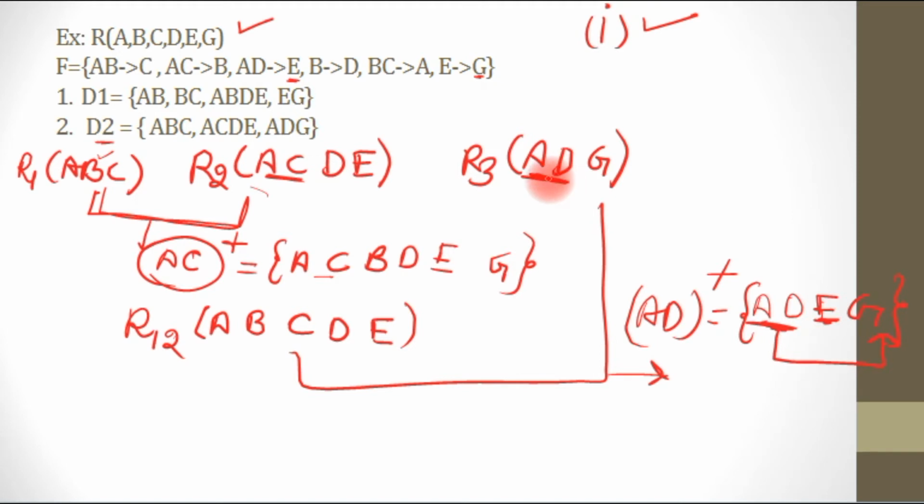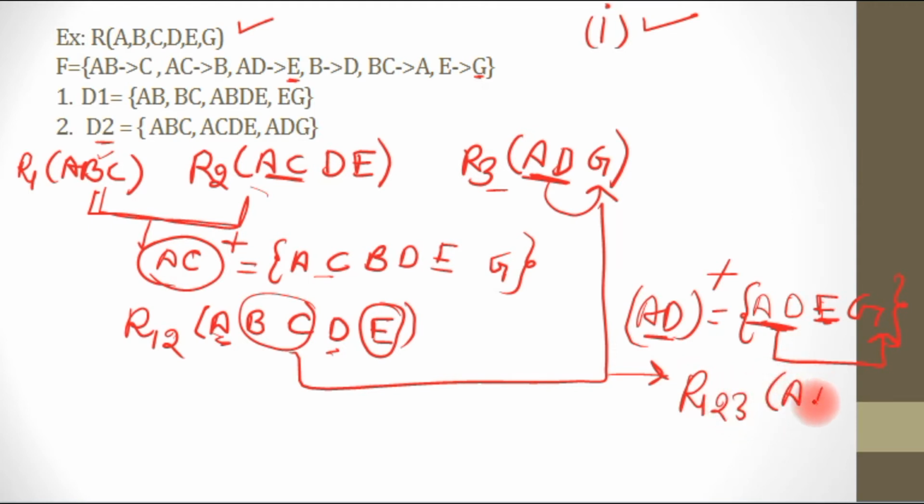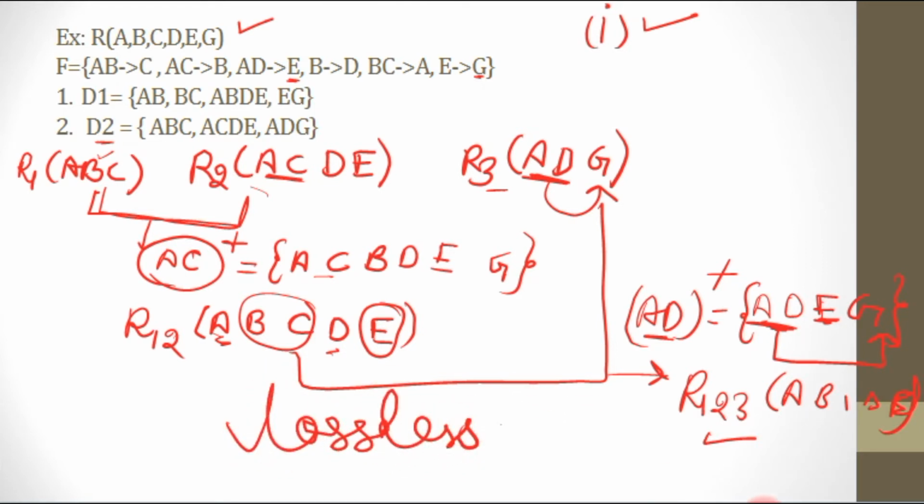So we want AD should determine G, or AD should determine all the attributes of R12, that is B, C and E. So AD can determine all the attributes of R3. That's why AD is the super key of R3. So we can say yes, we can merge these two relations into one relation. So after merging these three relations, we get one relation. So we can say yes, it is lossless decomposition. Okay.